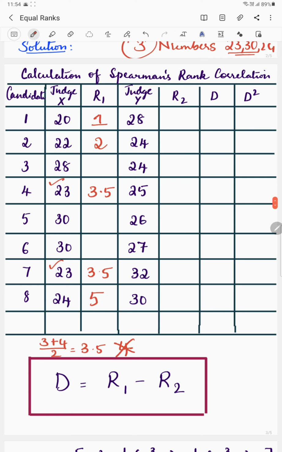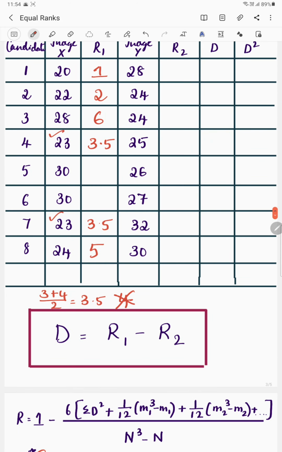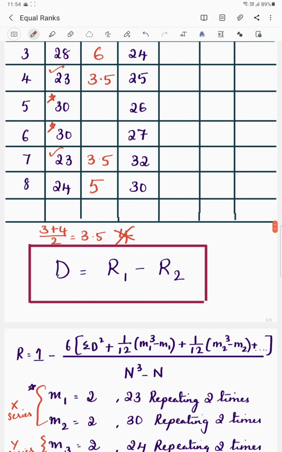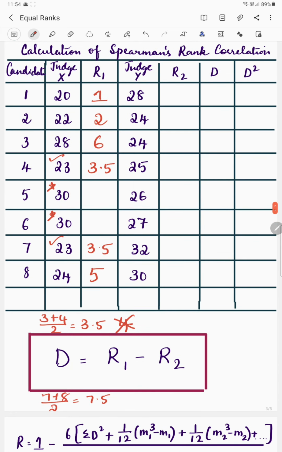Now after 24 we have 28, so that is going to be the sixth ranking. Okay, now after the sixth ranking, in the seventh and the eighth position I have 30. So what I'm going to do, I'm going to write 7 plus 8 divided by 2. Okay, 7 plus 8 divided by 2 is 15 by 2, which is 7.5. So I'm going to rank that as 7.5. Okay, so this first ranking is done.